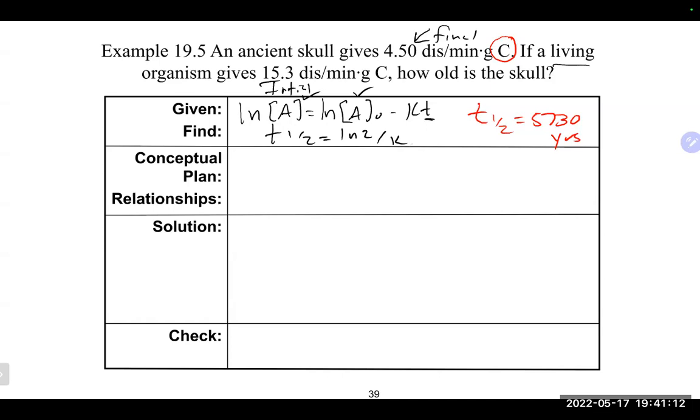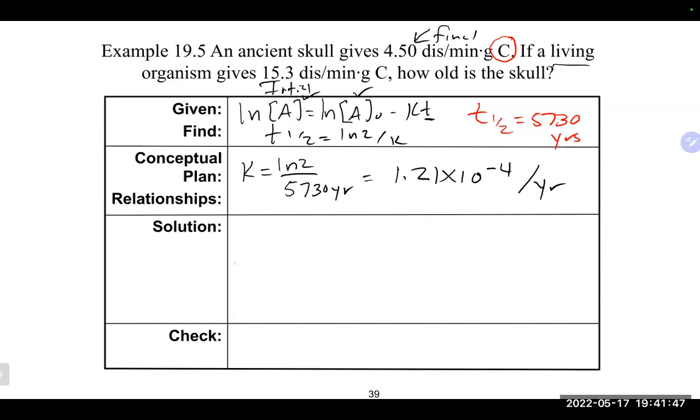Just like on the previous ones, we will use our half-life equation to get our decay constant, which in this case will use our 5730 years. Taking the natural log of 2 divided by 5730 is going to give us something like 1.21 times 10 to the minus 4 reciprocal years. In this case, we're solving for time, so our units will end up being years because of the decay constant that we have.